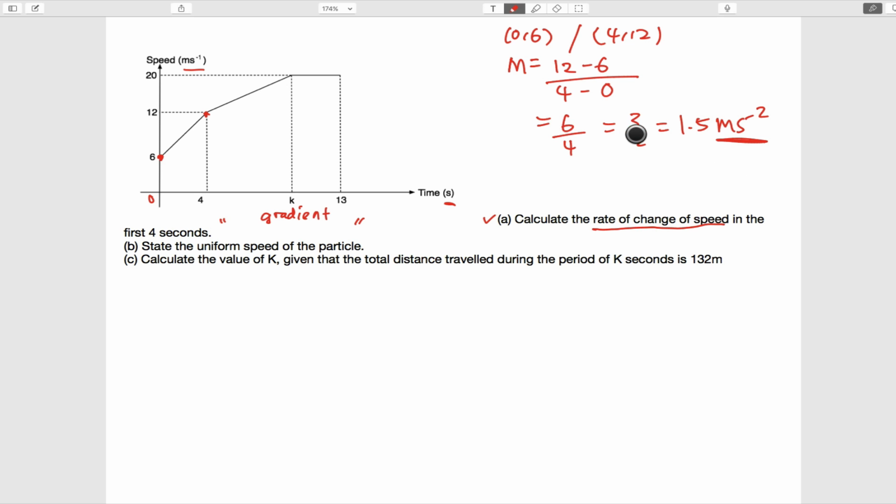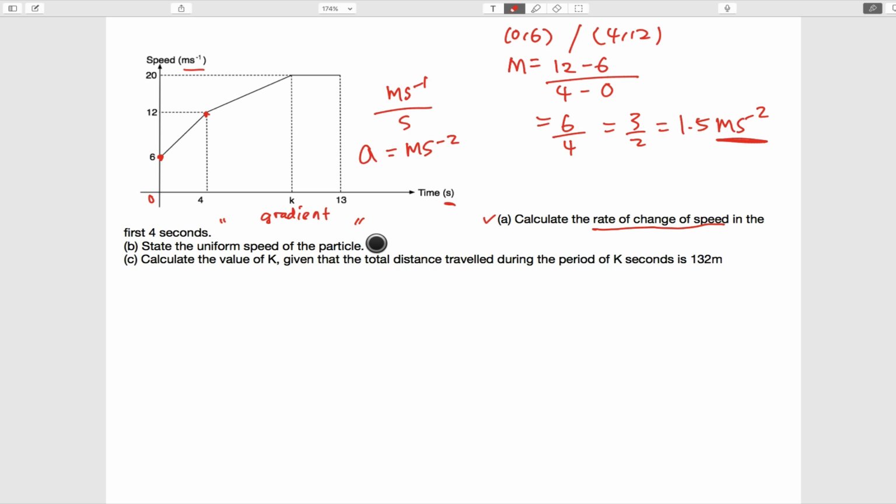This is how we do the unit, meter per second square. It's because to get the rate of change of speed, you are using meter per second over second. So you divide by second again, and you get meter per second square. This is for acceleration, which is the rate of change of speed.